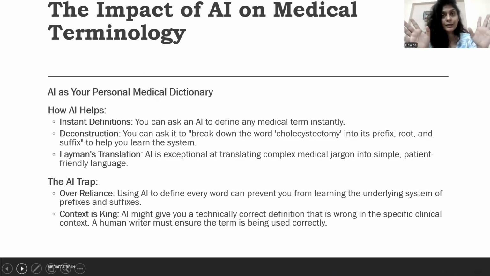One, you cannot over rely on it. At times, AI has a bad habit of hallucinating. So it can generate words with prefixes and suffixes which really do not exist. So please do not over rely on AI. Again, the context is king. What exactly is meant?